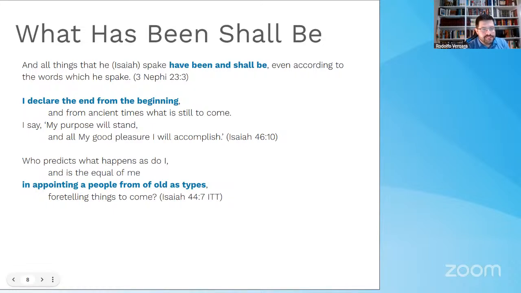Of course it comes from Christ, but just to give you a perspective of what he's saying, and when. This is Isaiah 46:10, where the Lord says through Isaiah, I declare the end from the beginning, and from ancient times what is still to come. And Isaiah 44:7: Who predicts what happens as I do, and is equal to me in appointing of people from old as types, foretelling things to come? So you see now the past becomes a type for the future, and actually people become types.